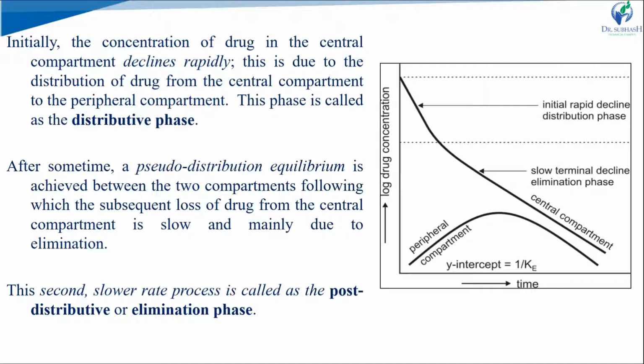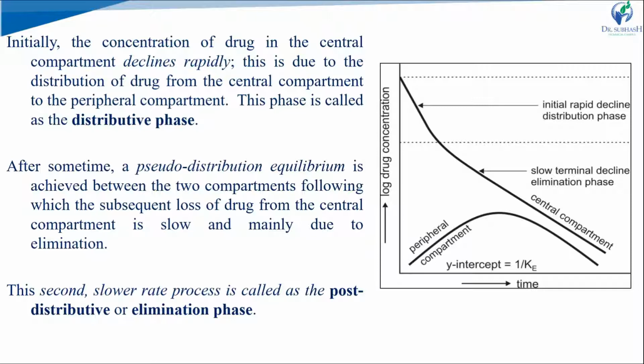The distributive phase is the initial rapid decline, due to distribution of drug from the central to the peripheral compartment. So we see a rapid decline, and this phase is called the distributive phase. After some time, the decline becomes slow, mainly due to elimination. That is called the post-distributive or elimination phase.